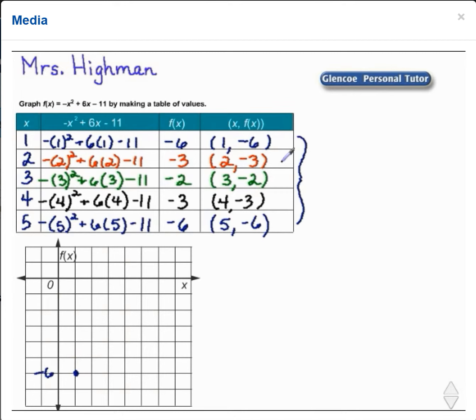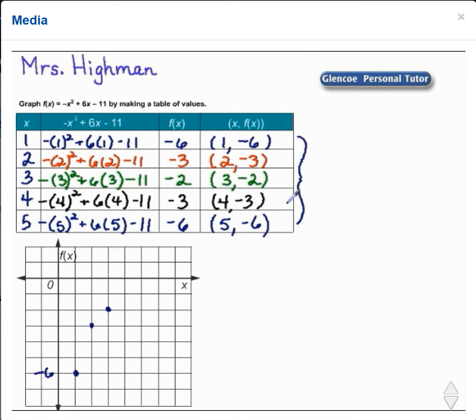Our next point is 2, negative 3. So we go over 2 and down 3. 1, 2, 3. The next point we have is 3, negative 2. So we'll go 1, 2, 3 to the right and down 2. And put a point there.